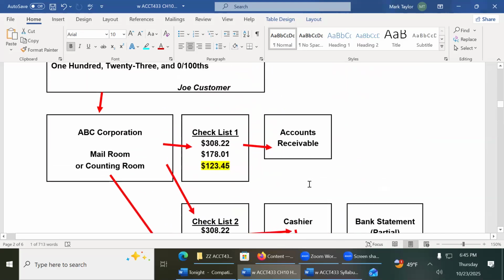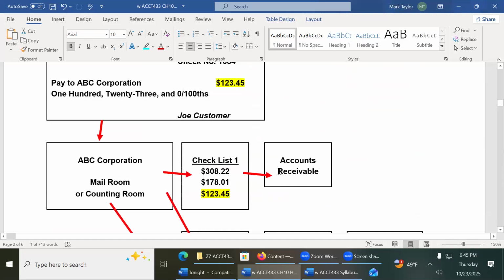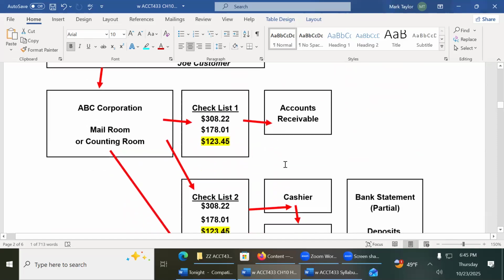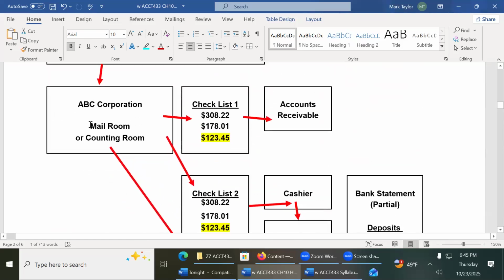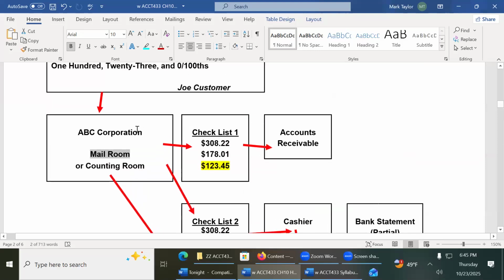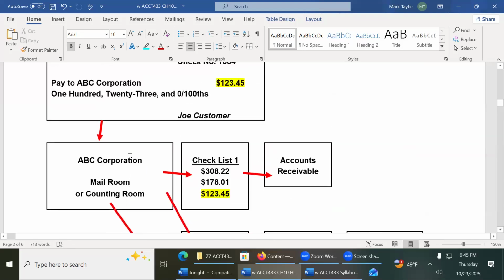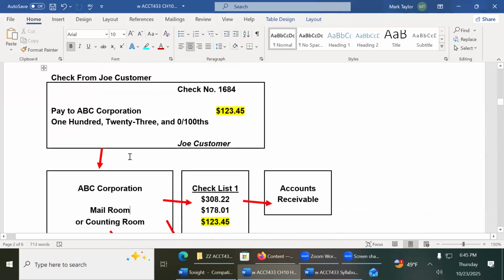Okay, now let's see if we can figure out who stole the check. Suppose one of the people in the mailroom, like me and his name was John. Me and John, the mailroom. Suppose one of us took the check. How would we find it? How would they find that?